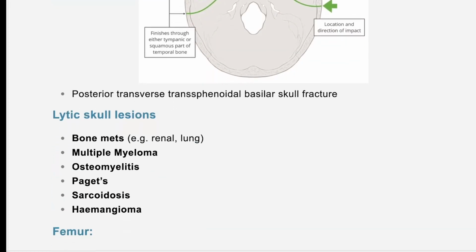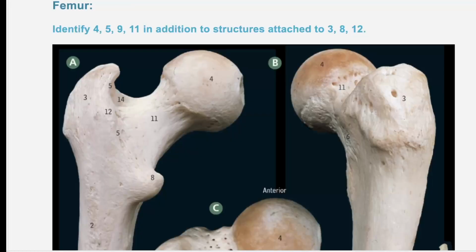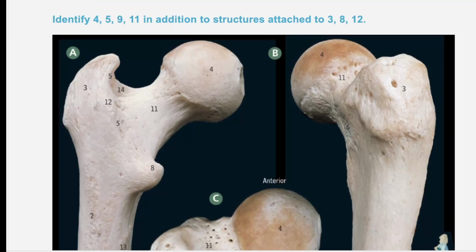Then we have the femur as well to revise, and that will be the important bit. To identify these structures, we have number 4. Of course, this is the left-sided femur. On this one, the one is number A. We're looking from the posterior surface. So 4 is the head of the left femur. 11 is the neck of the left femur. And we have 12 is the quadrate tubercle. And 5 is the intertrochanteric crest. 8 is the lesser trochanter. And 3 is the greater trochanter as well.